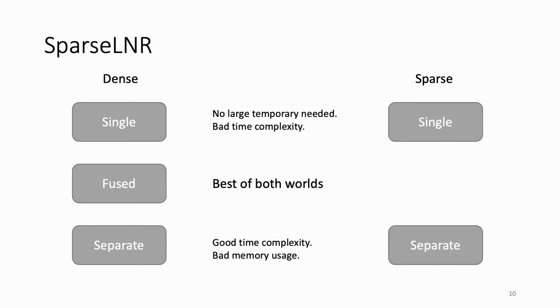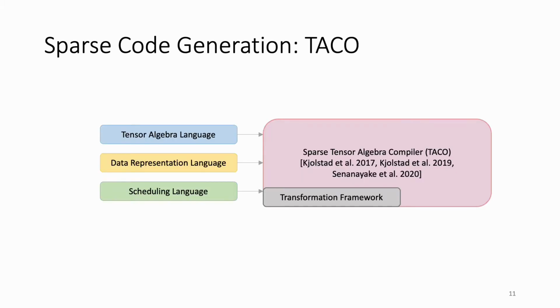Fusion is well studied for dense tensor algebra. Frameworks like the polyhedral framework bring forth ways of fusing dense kernels. But fusion of sparse tensor algebra kernels is not fully studied and hence remains an open problem. Therefore, we introduce SparseLNR to solve part of this open problem.